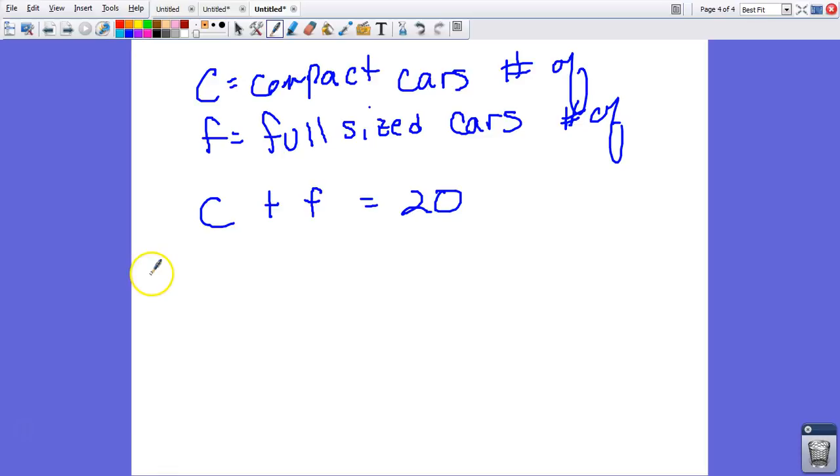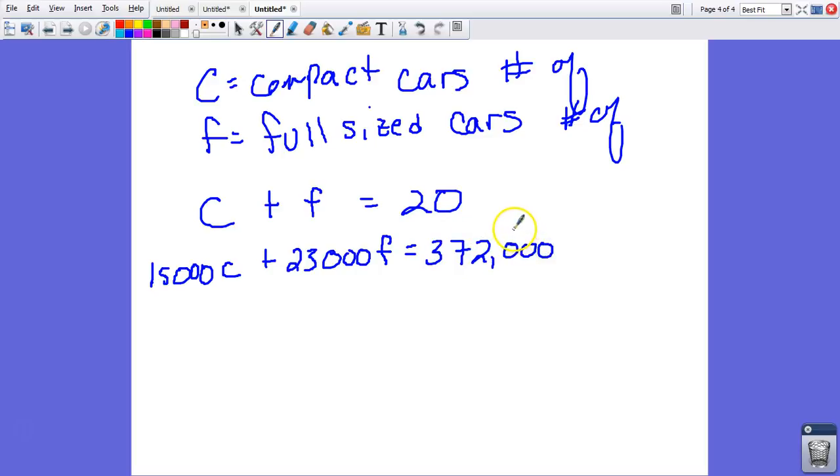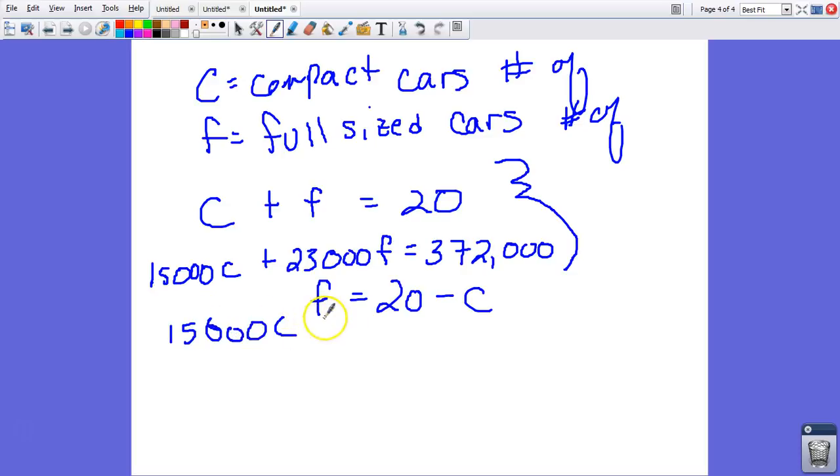And then if each compact car was 15,000, so I multiply that by the number, and each full-sized car was 23,000, then I multiply that by the number of full-size cars, and that'll get me the total number, $372,000. So now you have your two equations. Okay, it's probably the most straightforward to just use substitution. Like I could solve for, well, if we want to solve for compact cars, then I want to solve the first equation for F. So F equals 20 minus C. And then I rewrite the bottom equation as 15,000 C plus 23,000. Oh no, I ran out of room.